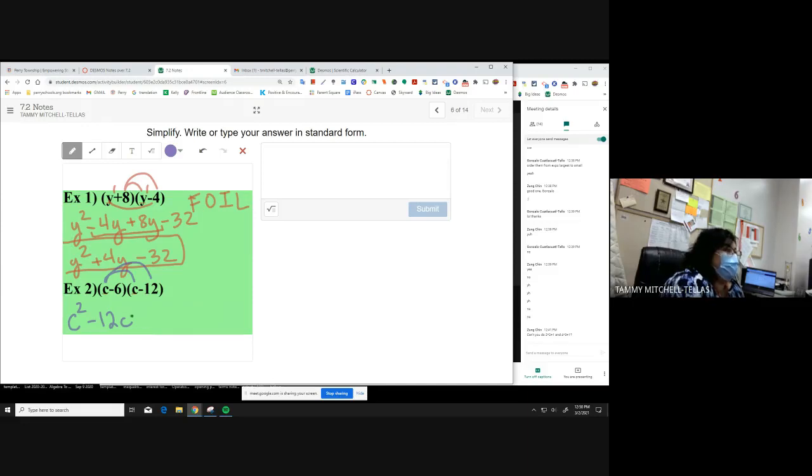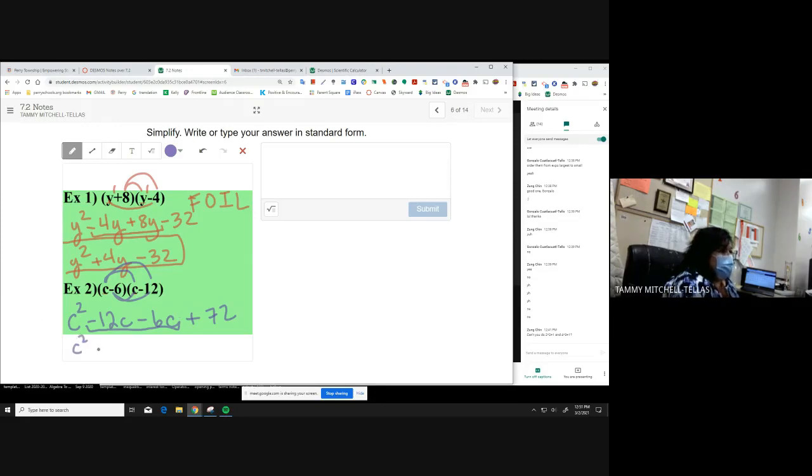Then I do inside. -6 times C is -6C. And -6 times -12, it's positive something. What's 6 times 12? 72, I think. And then I can add the middle ones together. Almost always can. So these two in here can be added together because they're like terms. So my final answer then would be what?